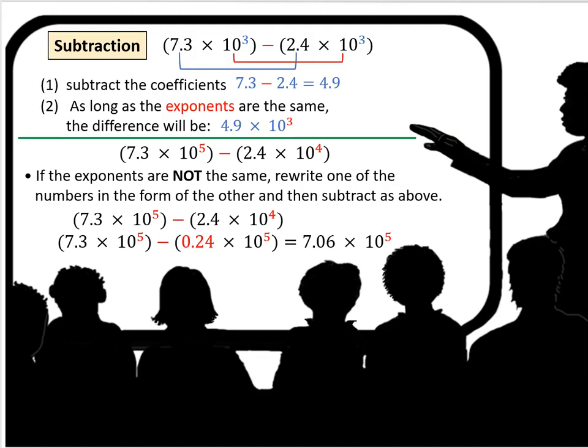So 7.3 times 10 to the fifth minus 2.4 times 10 to the fourth. I'm going to rewrite that second one in the same form as the first. I move the decimal point back 1 and I increase the exponent by 1. Now they both have the same base and exponent as one of the factors, so I subtract 7.3 minus 0.24, which gives me 7.06, and it's going to be times 10 to the fifth.